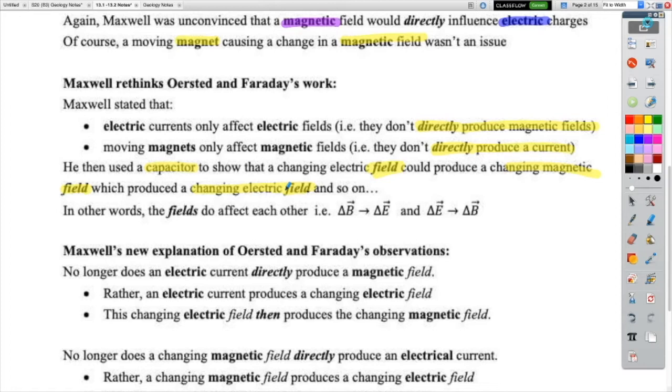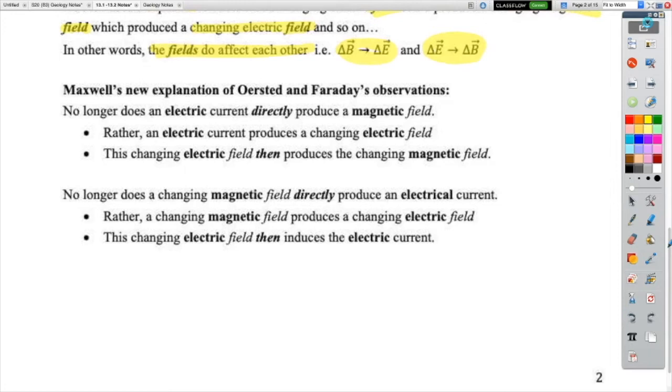And no, an electric current moving does not cause a magnetic field, but an electric field changing could cause a magnetic field to change. So the fields do affect each other, right? They don't directly influence the current or the magnet, but the fields can. So in other words, changing magnetic field, changing electric field, no problem. Changing an electric field, changing a magnetic field, no problem. All right, so what's your point, Maxwell?